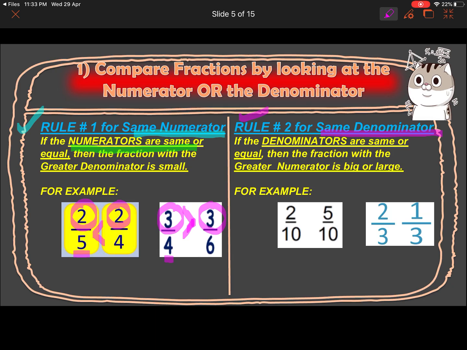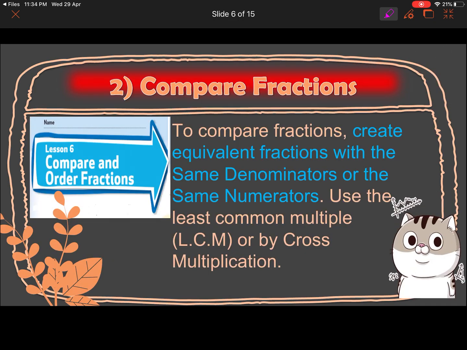Now check out the second rule. We will see the denominators now. If the denominators are same, see the denominators, the bottom number, then the fraction with the greater numerator is big. And if the denominators are same, then the fraction with the smaller numerator is small. So 2/10 is less than 5/10. And now here denominators are same, so 2/3 is greater than 1/3.